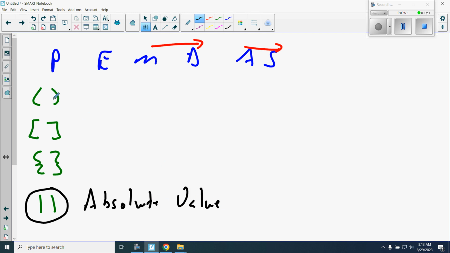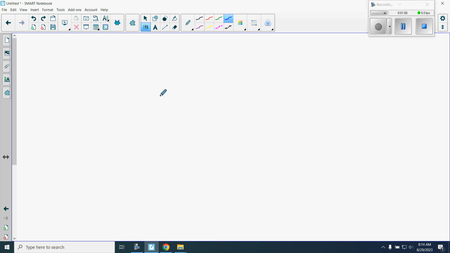Now, all of our sets of parentheses group things, and the absolute value also groups things, but the absolute value also does something else. To make this kind of clear, I'm going to draw a number line, but I'm going to kind of mess it up a little bit. So bear with me here for just a second.